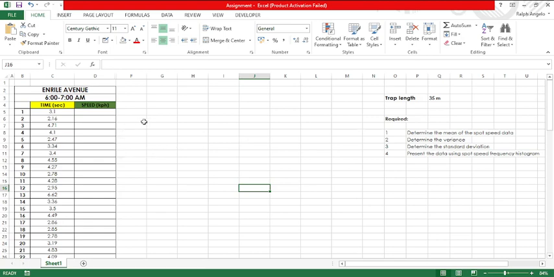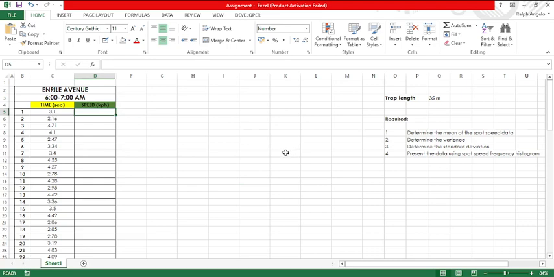The first thing for us to do is to determine the speed. You have to take note that the given is still the time in seconds, the time used by the vehicle in traversing from the starting line of your trap length up to the end of your trap length. So the first thing is to determine the speed.